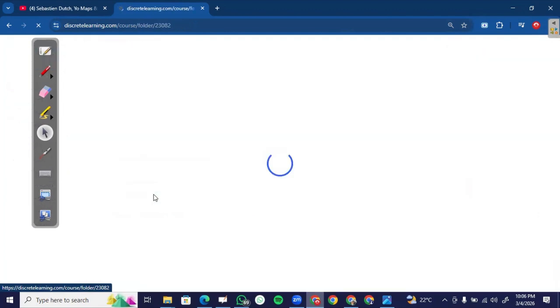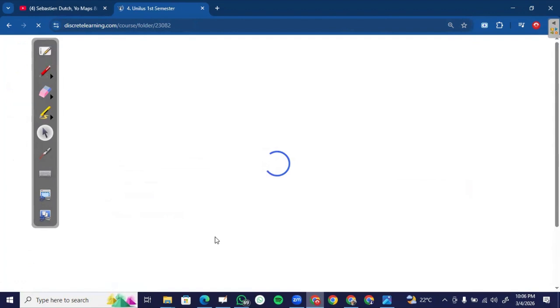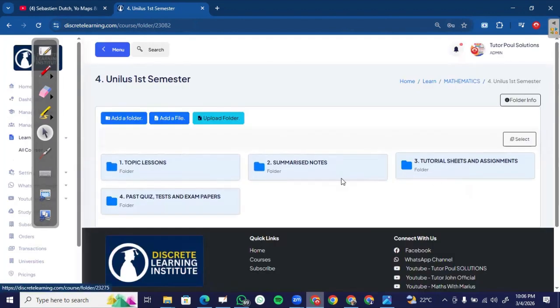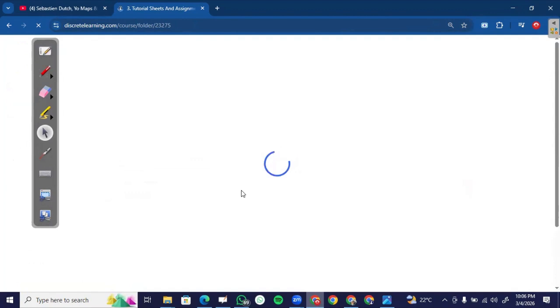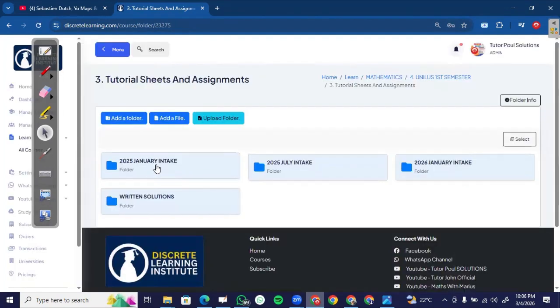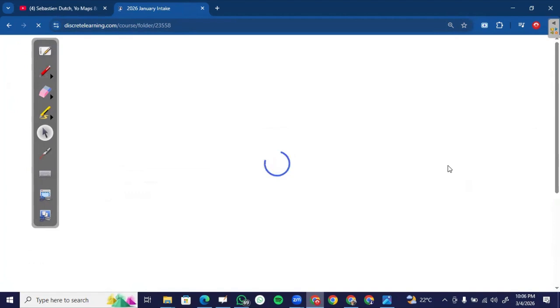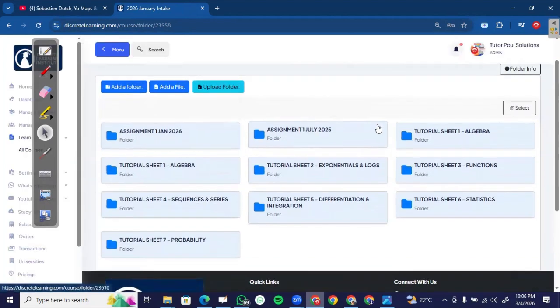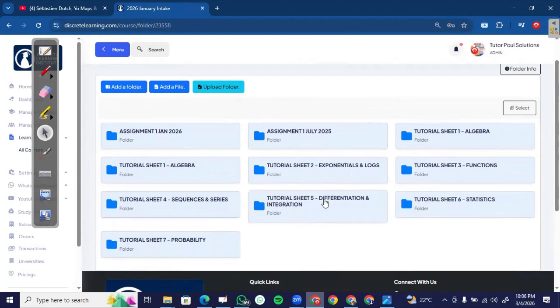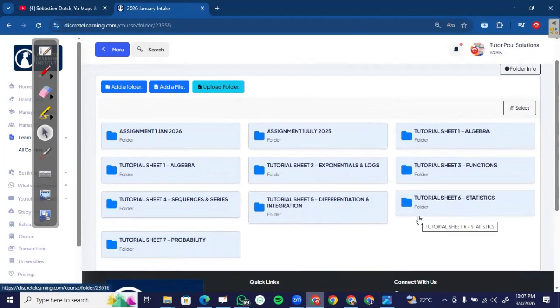So if I click on semester one, you see that it's going to open and I'm going to have four folders: topic lessons, summarized, tutorial sheets, past quiz test, and exam paper. So if you go, for example, into the tutorial sheets there, you're going to find videos for all the tutorial sheets. So you go to your intake. Okay, so the current intake now is 2026 January. I'll go into the 2026 January there. And you're going to see here the assignments are there and all the tutorial sheets are there, so you can watch and learn from these videos at your own particular time. And if you have any question, you inbox us.